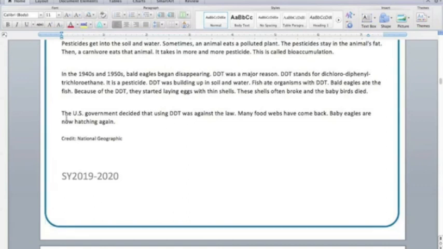So we probably figured out that the first sentence, the U.S. government decided that using DDT was against the law, and also the second and third sentences are also pretty important. Many food webs have come back and baby eagles are now hatching again.